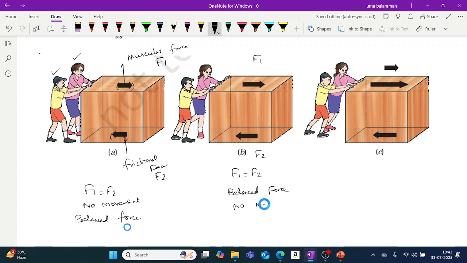So first they try to move, then they are trying hard to move it. Frictional force is also equally more. And finally, now they are able to push much harder, and frictional force is less than F1. F1 is greater than F2. Can you see the picture, ma'am? F1 is greater than F2. What happens now? The box moves. Unbalanced force.